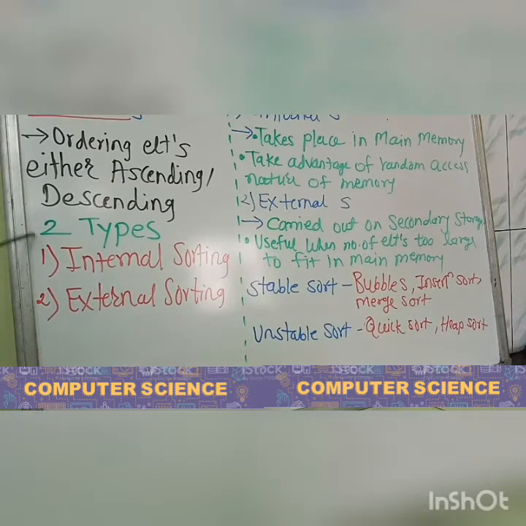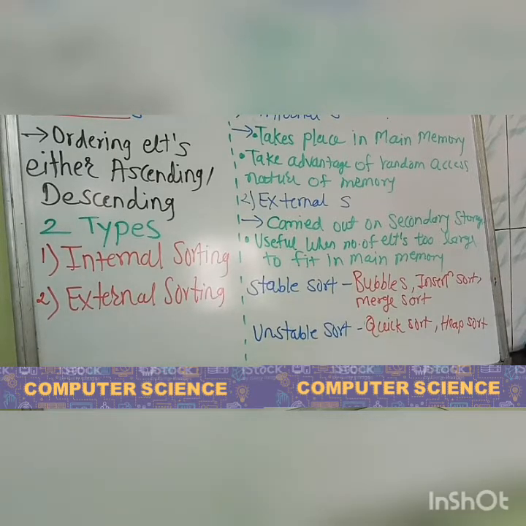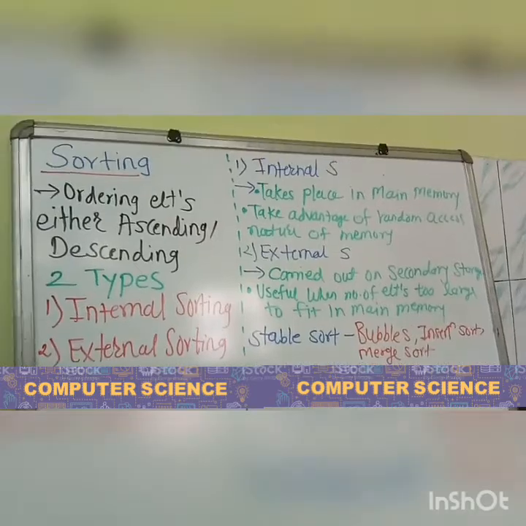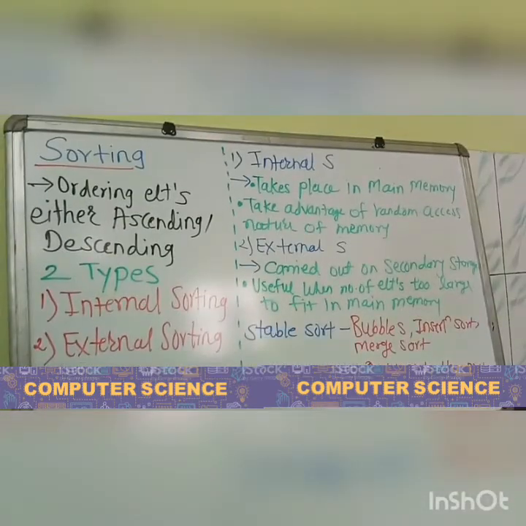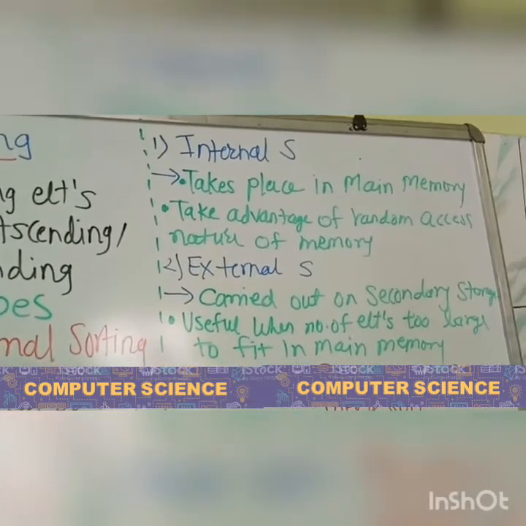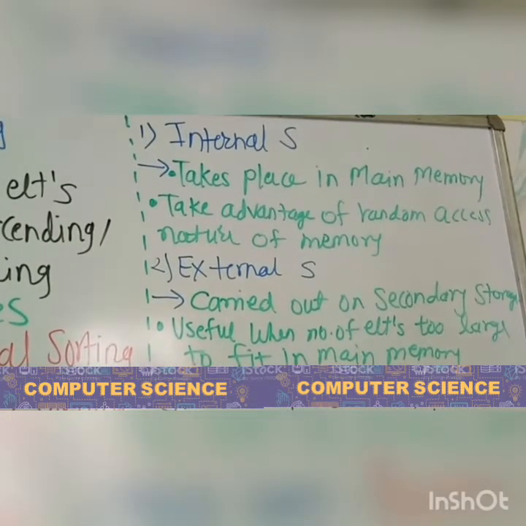There are two types of sorts. First is the internal sort and second is the external sort. These are the two basic types into which we divide all the different sorting techniques. First of all, we will see the first sorting technique, the internal sort.